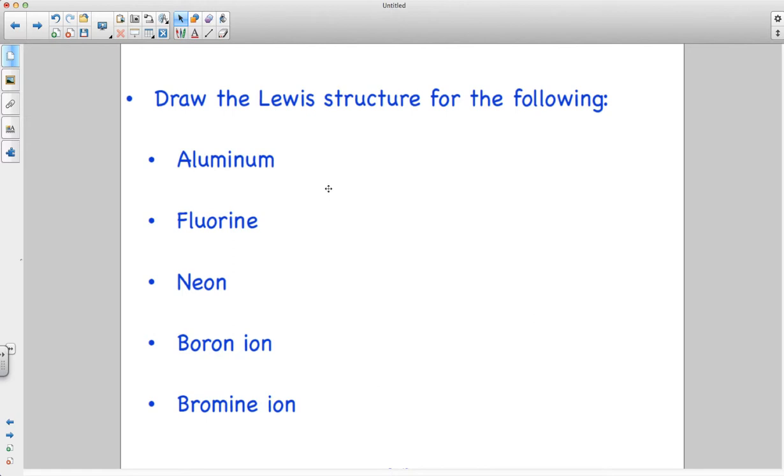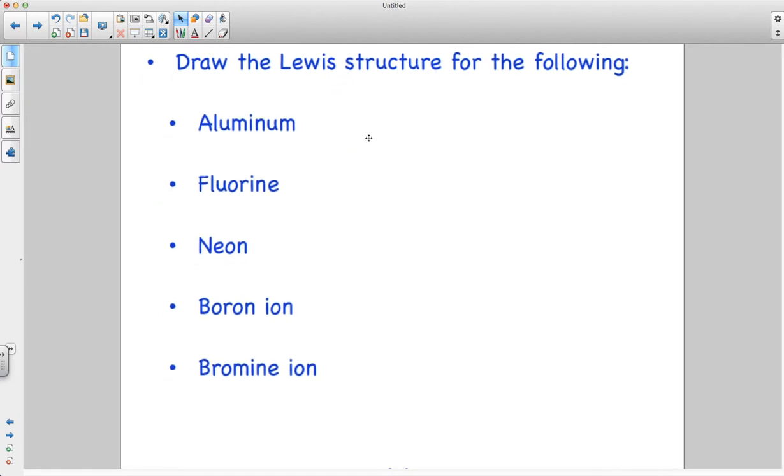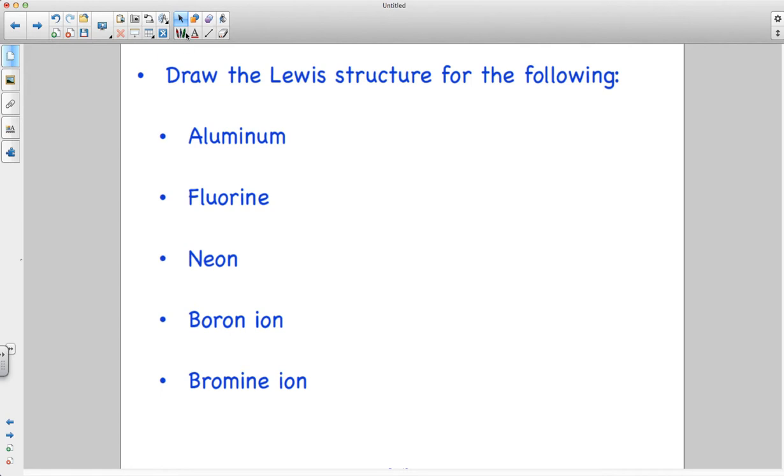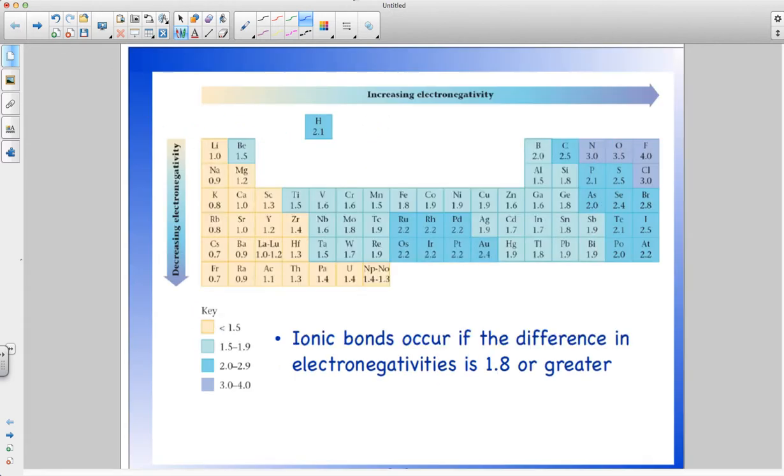So the first thing we started off with was just drawing some simple Lewis dot structures for just simple elements. So I'm just going to do maybe 2 or 3 of these just to review a little bit. The first thing you want to do with these Lewis structures is first put down the element symbol, which is aluminum, and then go back to the periodic table to find out which group it's under.